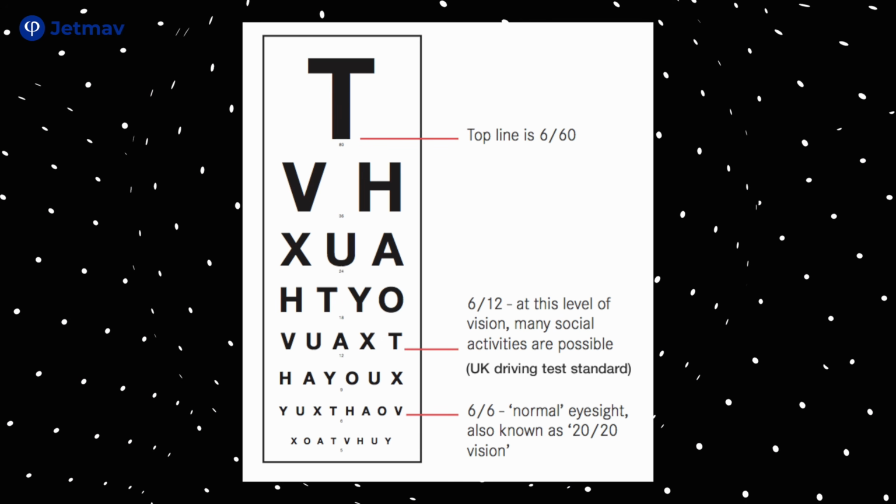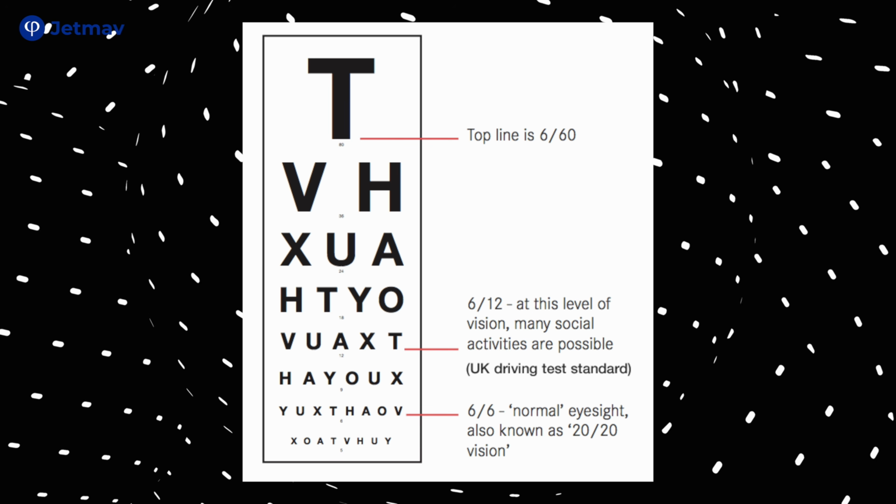So you try to check the smallest line which the patient can read. Now, the one he read is 6/6, which means the normal eye. Like I said, the numerator represents the distance at which the patient could read it, which is 6 meters.